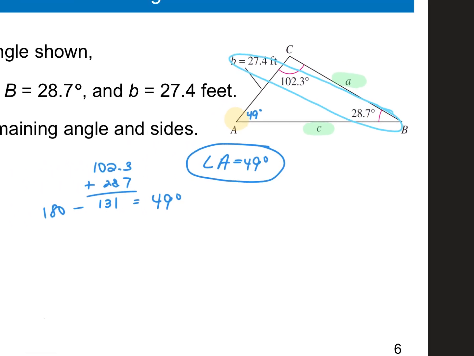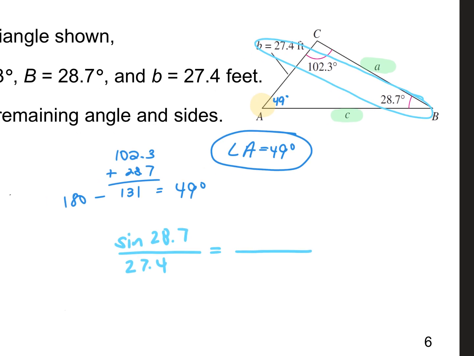I like to put angles on top. So I'm going to write the sine of 28.7 over, how long is it? 27.4 equals. Now you pick what you want to find. You want to find side A or you want to find side C? You tell me. It doesn't matter. The difficulty is the same.